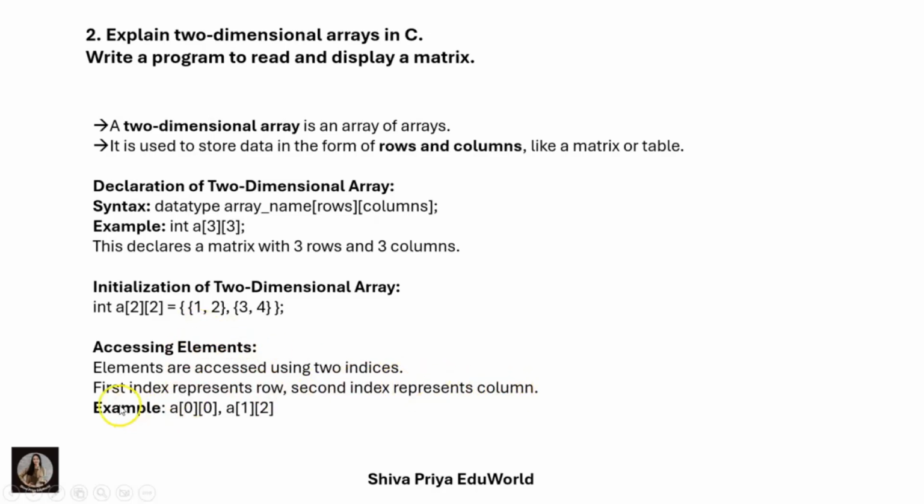Clear about that? For example, a of 0, 0. This is the row. This is the column. A of 1, 2. In this case, I can access the value 1. Sorry, there is no second index here. If I take a of 1 and 1, then I can access the value 4. Clear about how to access, initialization and declaration?